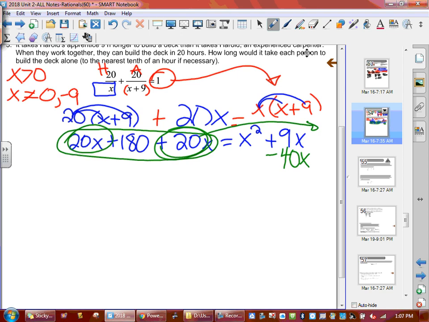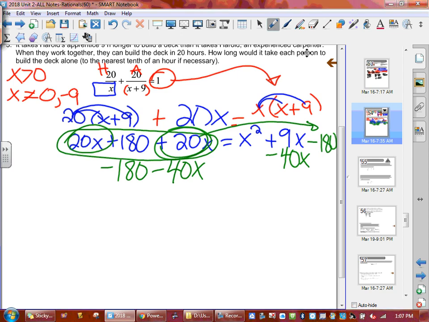Okay? Then we're going to bring the 180 over. He's going to become a negative 180. So minus 180 minus 40x on that side. So here's our minus 40x. Now I've got to go minus 180. Okay?